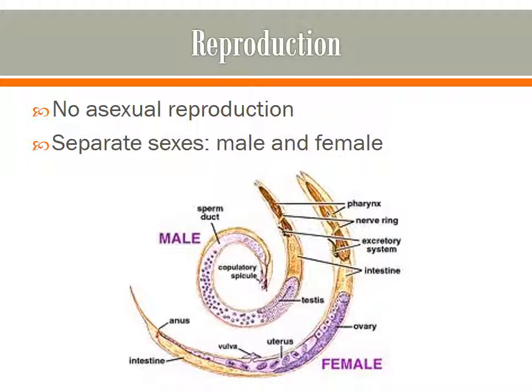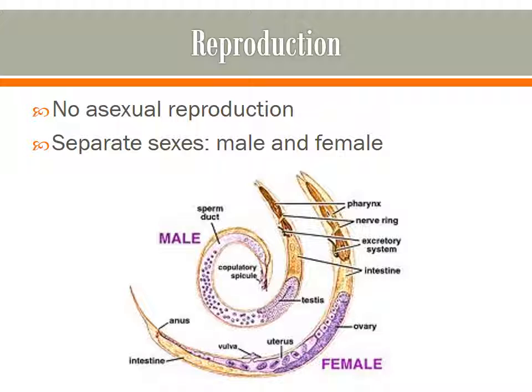All right, so we've come a couple notches evolutionarily. Now finally we have an anus, so the digestive tube is complete. Roundworms are pseudocelomates, so they have that hydrostatic skeleton that allows for movement. It also allows for circulation of nutrients. But here we finally have no asexual reproduction. They have separate sexes, male and female.